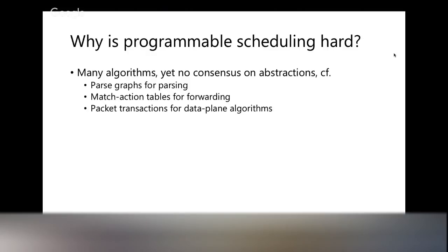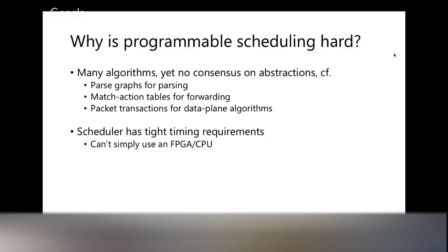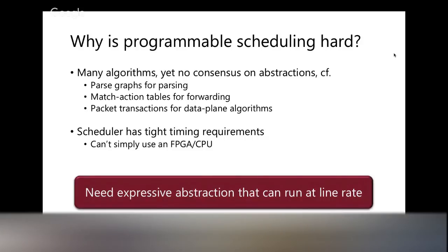This is in contrast to other aspects of the switch pipeline that have become programmable, such as parse graphs for parsing and match action tables for forwarding. And this lack of an abstraction has a real consequence, especially because the scheduler has fairly tight timing constraints of 1 NQ and DQ every nanosecond. So you can't just get rid of any abstractions altogether and just throw a CPU in the fast path. It just doesn't cut it for the kinds of performance numbers we're targeting. So in summary, what you need is an expressive abstraction that can actually run at line rate, where by line rate, I mean a 1 gigahertz processing pipeline.